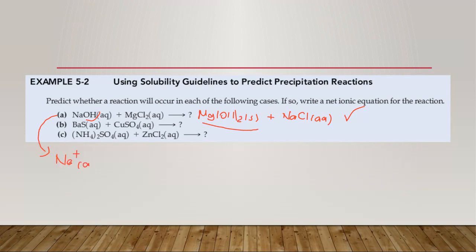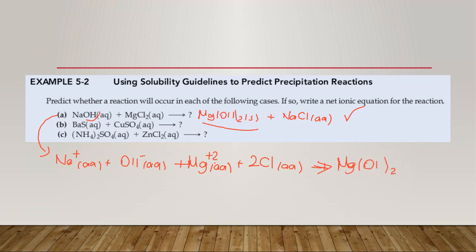Sodium plus (aq) and hydroxide (aq), and magnesium 2 plus (aq), and 2 chlorides (aq), and we have magnesium hydroxide here with the 2, so we have to write the 2. And sodium, if we write 2 here, that means this is the 2. Okay, don't forget that. Sodium plus (aq) and chloride (aq).